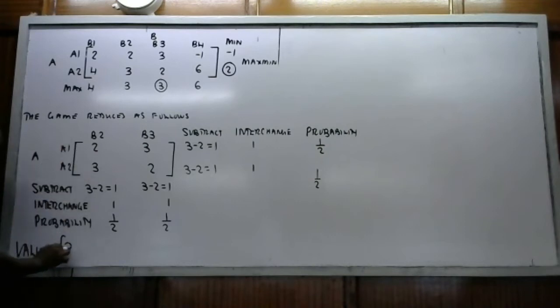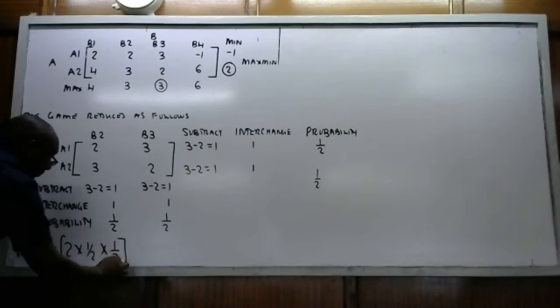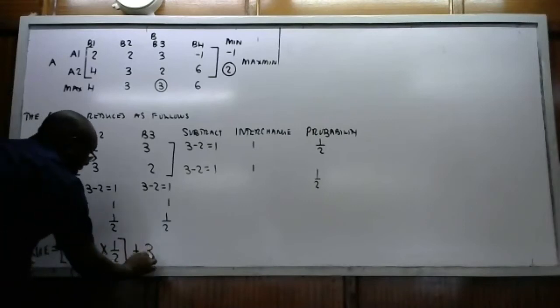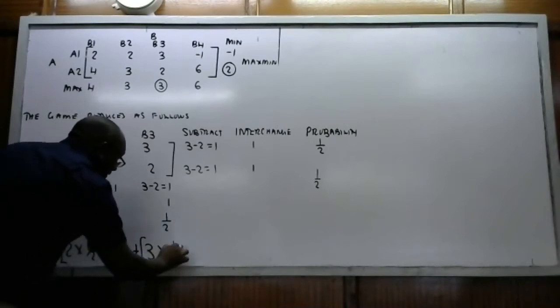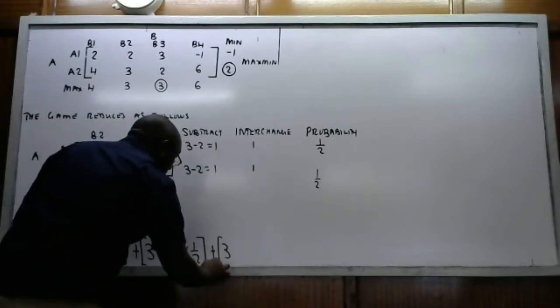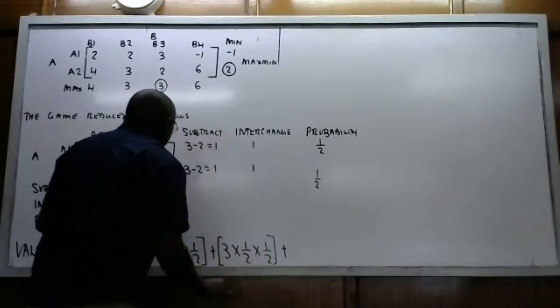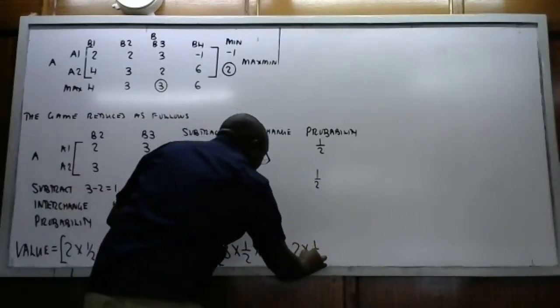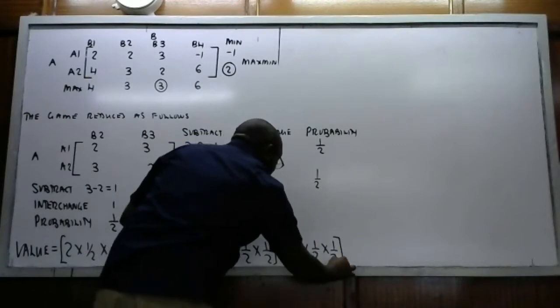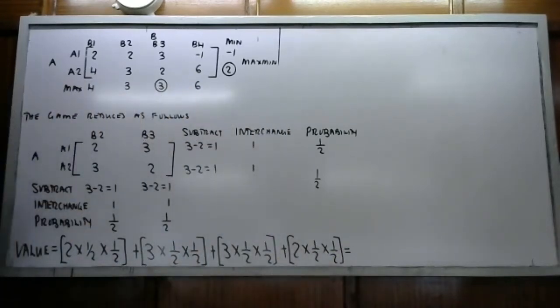Here, first you will say it is 2 times a half times 1 and a half, plus 3 times a half times a half, plus 3 times a half times a half, plus 2 times a half times a half. So work out that and send me the answer quickly.